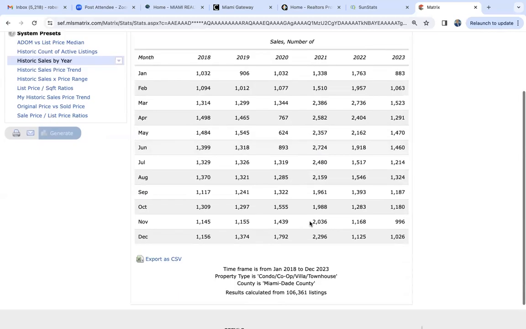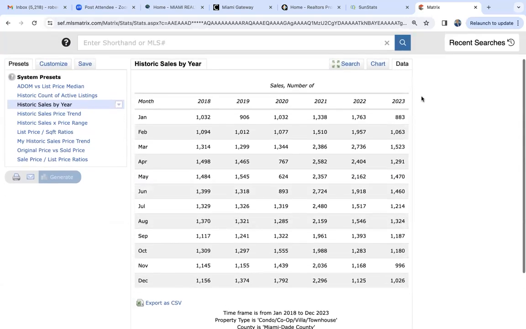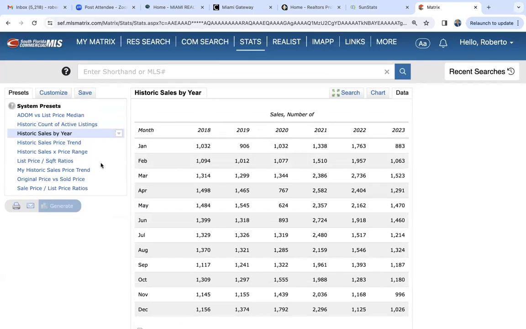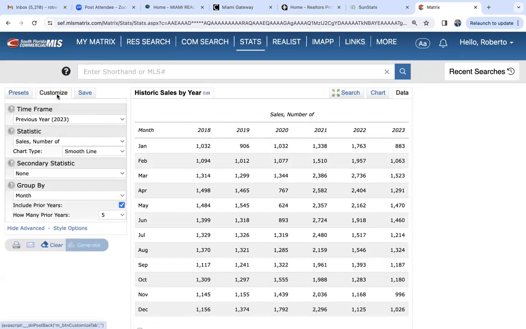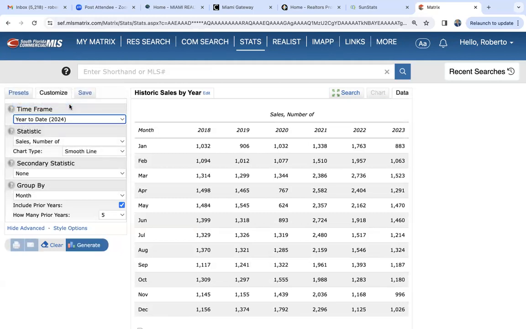Now, 2024 is just beginning, so we don't have 2024 over here. But if you want to include year to date, you're going to go to customize, and we're going to click on year to date 2024, and we're going to click on generate.